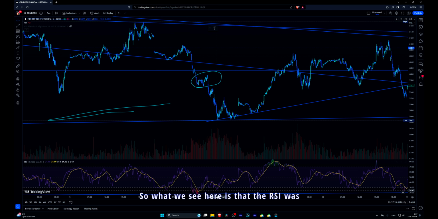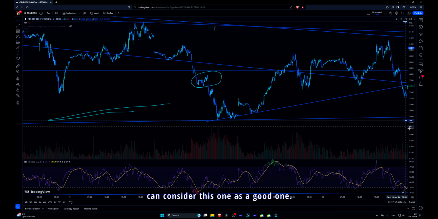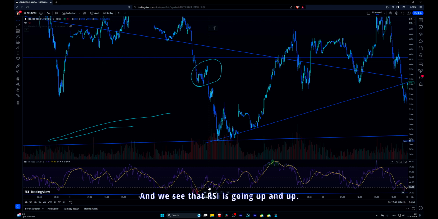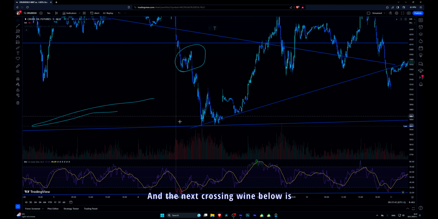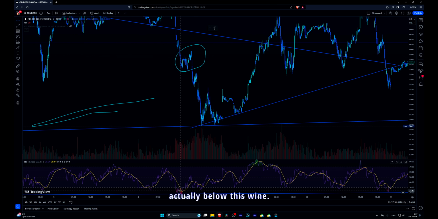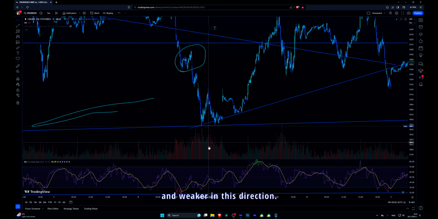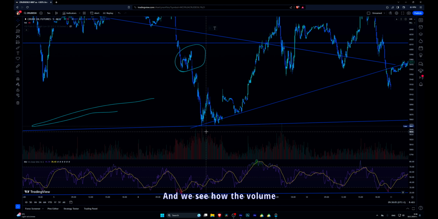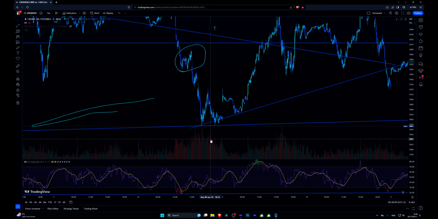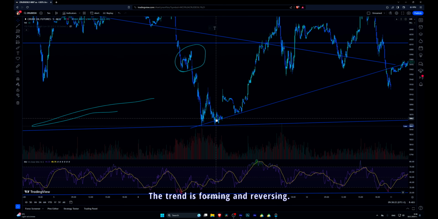So what we see here is that the RSI crossed the bottom line. At the same time we're waiting for a support and resistance level, which we can consider this one as a good one, and we see that RSI is going up and up, and the next crossing line below is actually below this one, but at the same time it's forming an upper trend. The trend is getting weaker and weaker in this direction, and we see how the volume is coming in weak. Trend is forming and reversing.